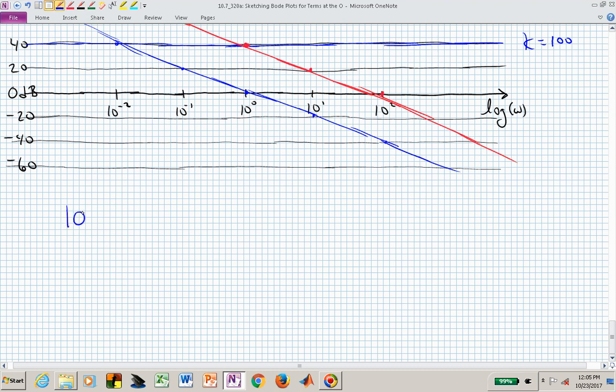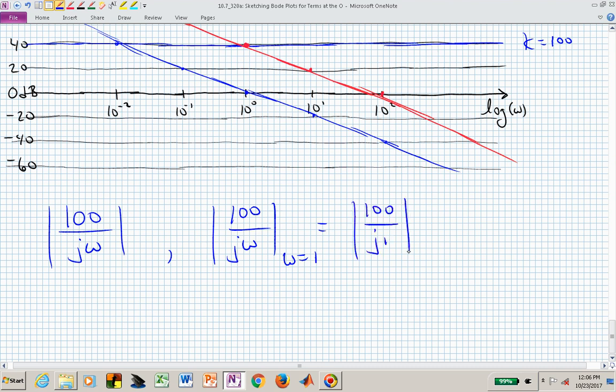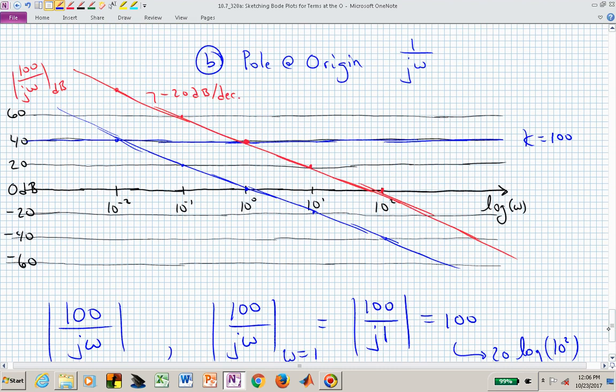So we're looking at the magnitude of this at various values of frequency. Suppose we looked at the magnitude of this when omega is equal to 1. So now we have 100 over 1. The magnitude of j is 1, so this is now 100 in absolute sense. 20 times the log of 100 is 2 times 20 times the log of 10, or that's now 40 dB. And is that what we said? In fact, it is. That's 40 dB.